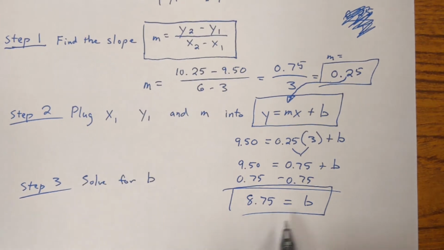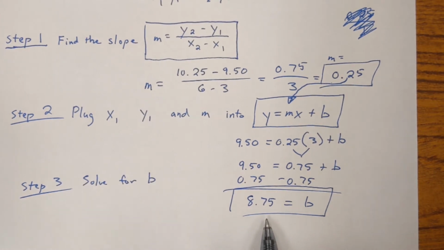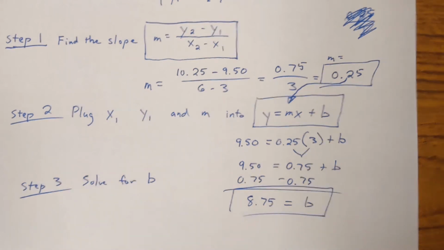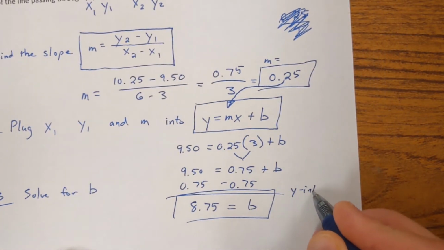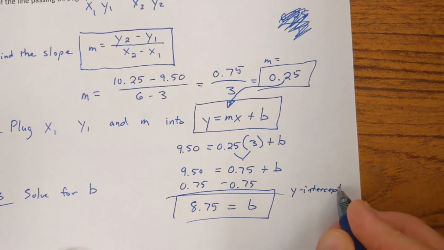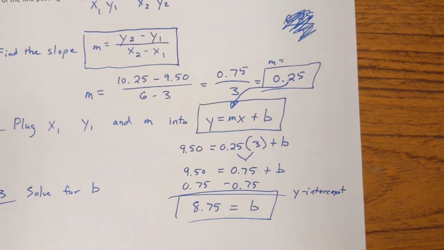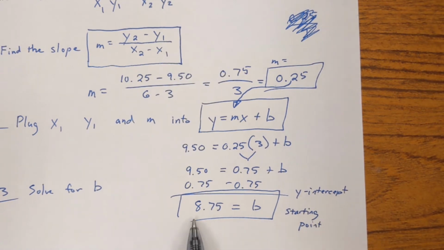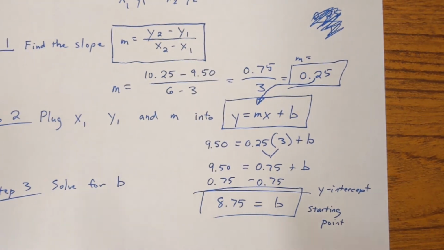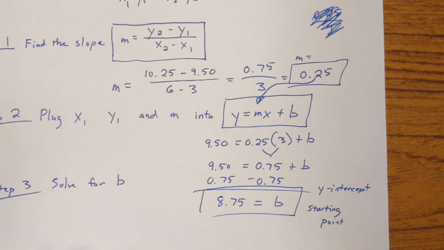Now let's put this into context. This is how much you start. If you are a brand new employee starting at Thrashers, you're going to make $8.75 an hour. And as a matter of fact, we know that b is the y-intercept. It's where a line crosses the y-axis. But it's also, in the context of a word problem, it's always going to be the starting point of your word problem. In this case, how much do employees make starting off? Off the bat, they make $8.75 when they work at Thrashers.